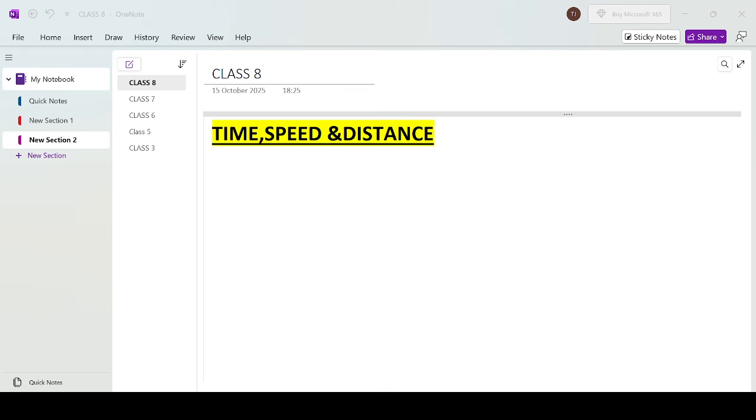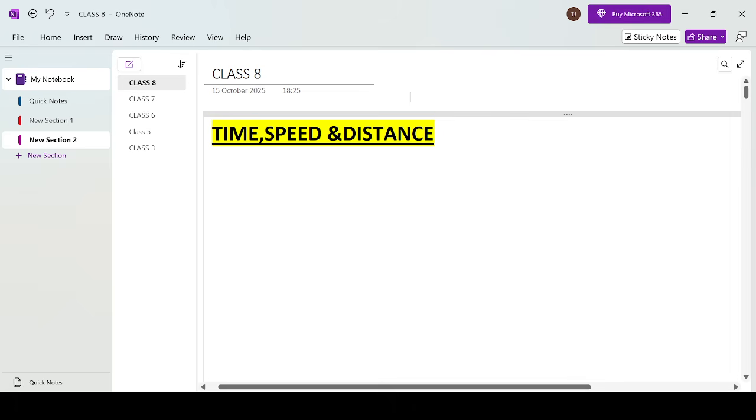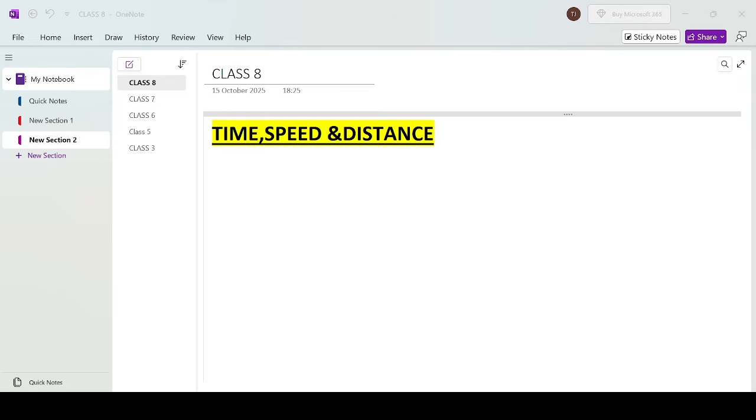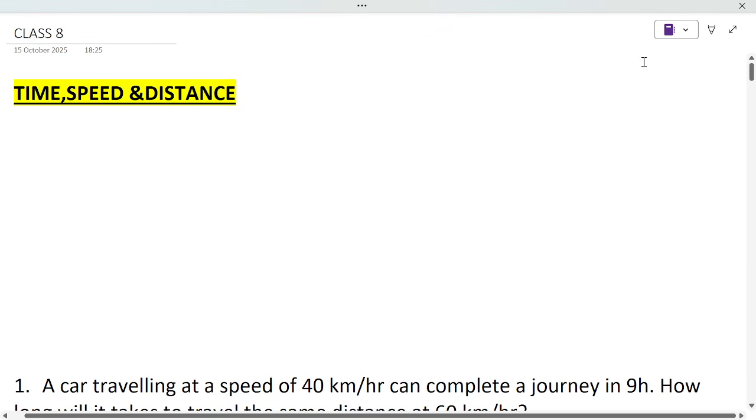Alright, so for tonight, let's talk about some arithmetic topics. First one is time, speed, and distance. Though we all learned this one during our high school time, the definition of distance is equal to speed into time.